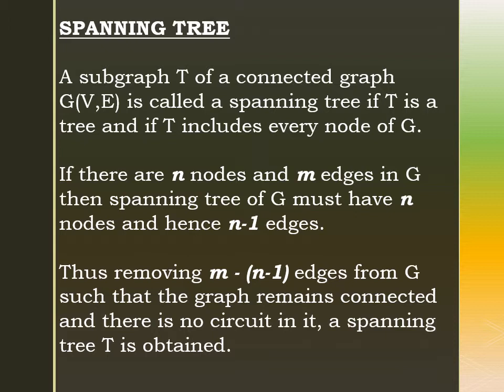In a graph G, there are n nodes and m edges. Then a tree must contain n minus 1 edges, and hence we remove m minus (n minus 1) edges, that is, the number of edges in graph G minus n minus 1 edges, from the graph, such that we get a resultant spanning tree.